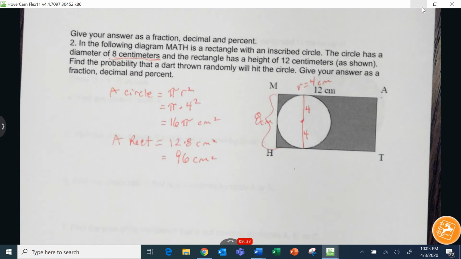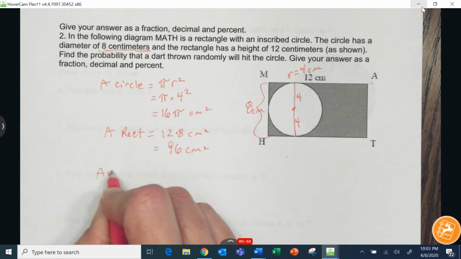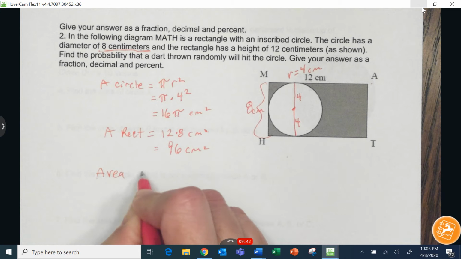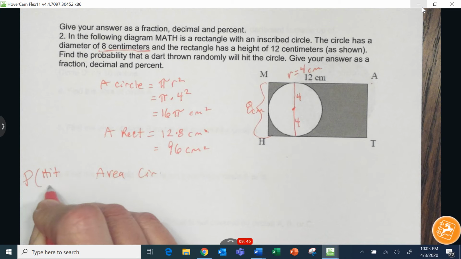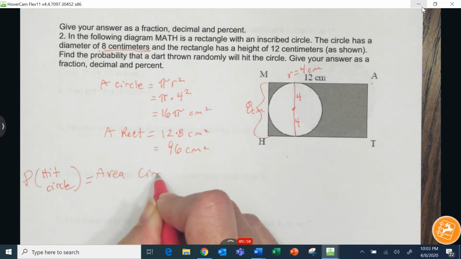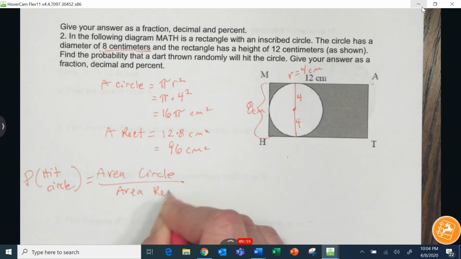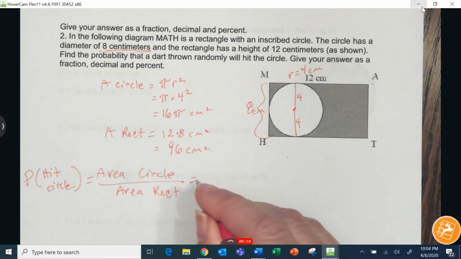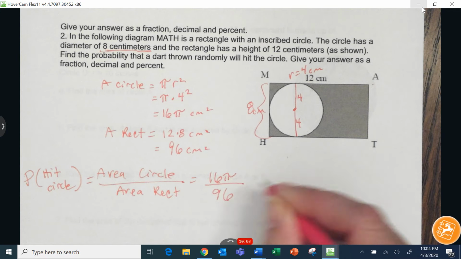And we want to know the probability that the dart would actually hit the circle. So the probability of hitting the circle is going to be the area of the circle divided by the area of the rectangle. It's the part that we want to hit divided by the full area of everything. So we'll have 16 pi divided by 96.